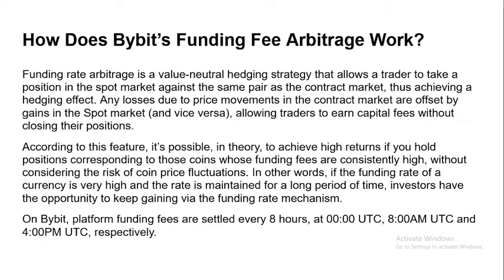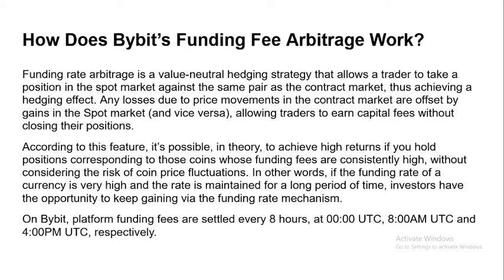So how does Bybit funding fee arbitrage work? Funding rate arbitrage is a value-neutral hedging strategy that allows a trader to take a position in the spot market against the same pair as the contract market, thus achieving a hedging effect. Any losses due to price movements in the contract market are offset by gains in the spot market, and vice versa, allowing traders to earn funding fees without closing their positions.